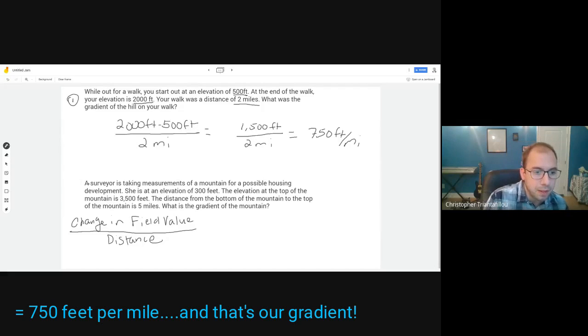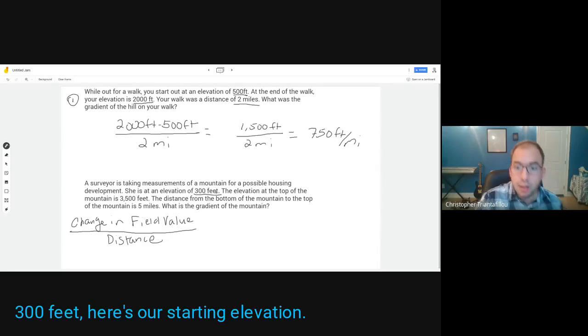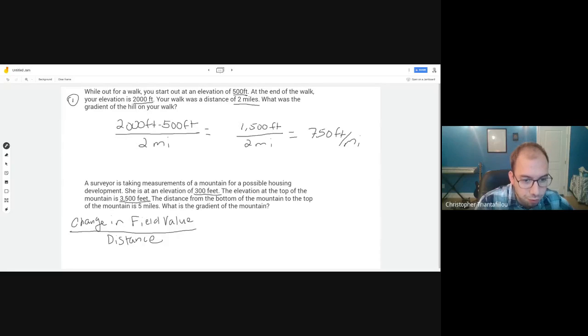Let's try this one. A surveyor is taking measurements of a mountain for a possible housing development. She is at an elevation of 300 feet. Here's her starting elevation. The elevation at the top of the mountain is 3,500 feet. The distance from the bottom of the mountain to the top of the mountain is 5 miles. What is the gradient of the mountain?